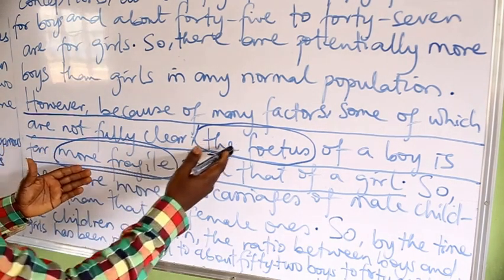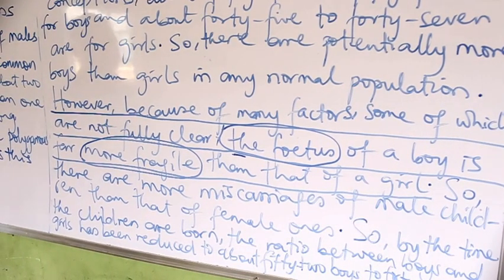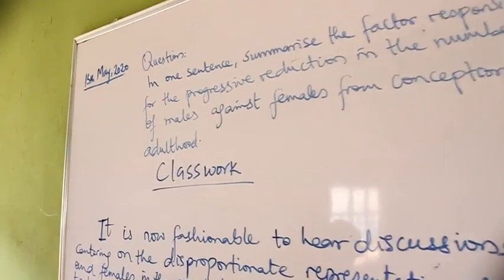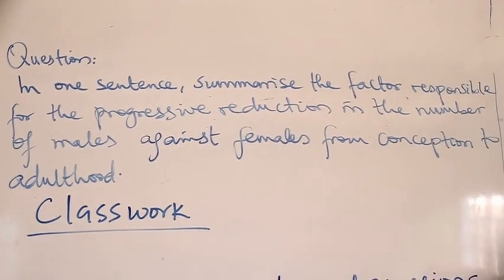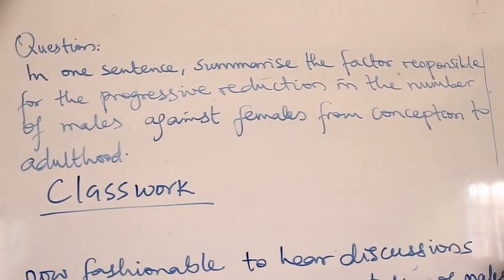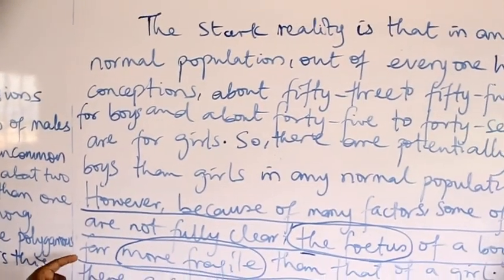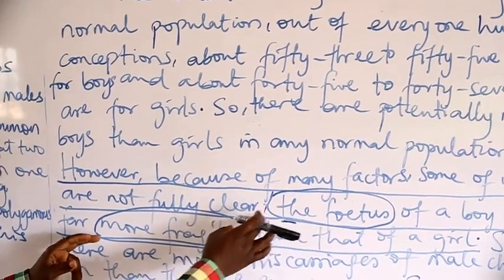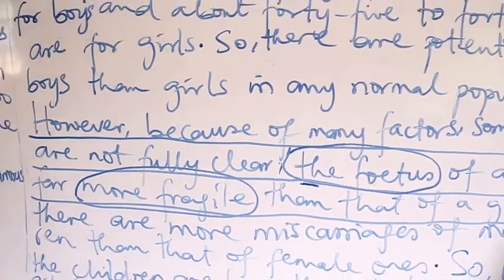So with these 2, we can now form a simple sentence and we'll arrive at our answer. So you go back to the question again, so that you know how to form your final answer. In one sentence, summarize the factor responsible for the progressive reduction in the number of males against females from conception to adulthood. The fetus of a boy is far more fragile, and we have picked the fetus and more fragile. Now you use this to form your own sentence. Can you try that on your own? And let's see what you come up with.